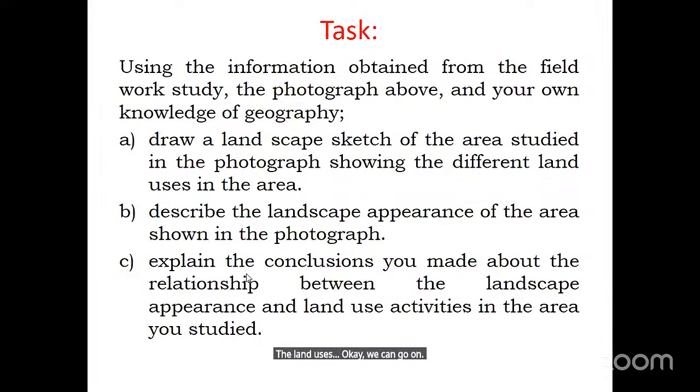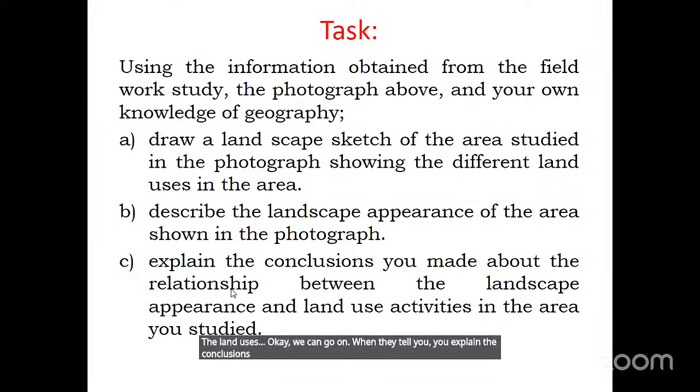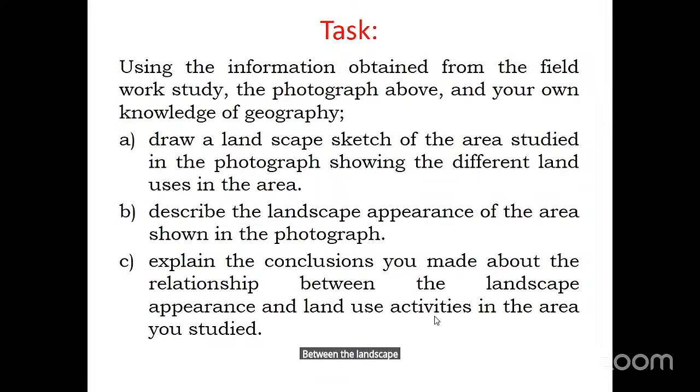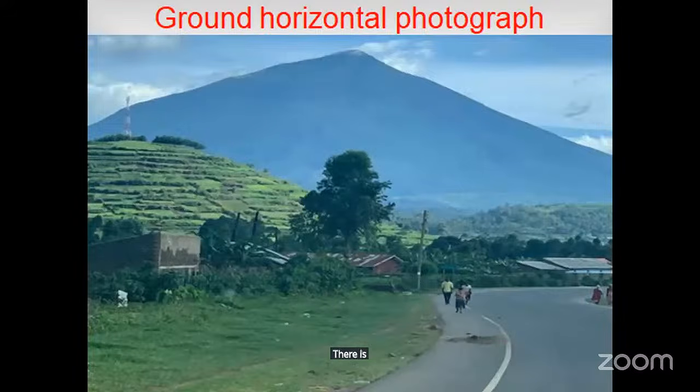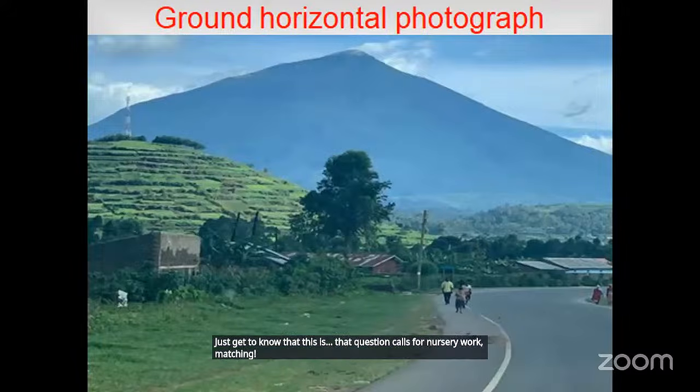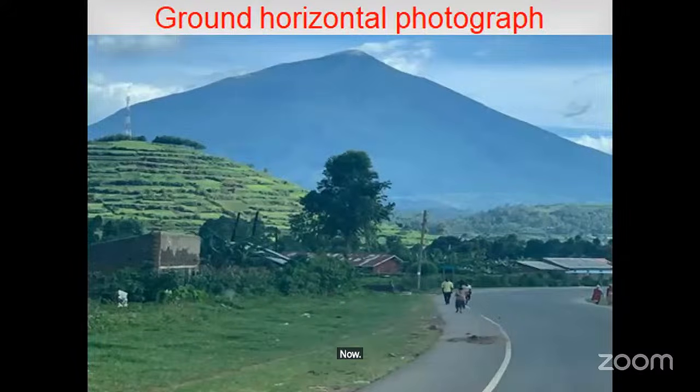When they tell you, explain the conclusions or describe the relationship between the landscape appearance and land use activities. You have identified when you come to this photograph, there is a relief feature here known as a flat land. Actually, just get to know that that question calls for nursery work, matching. Nursery, top class, baby class. Here, there is a flat land.